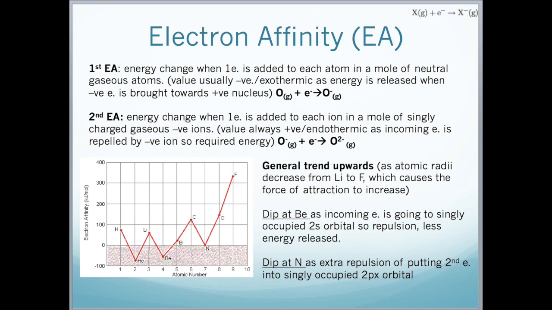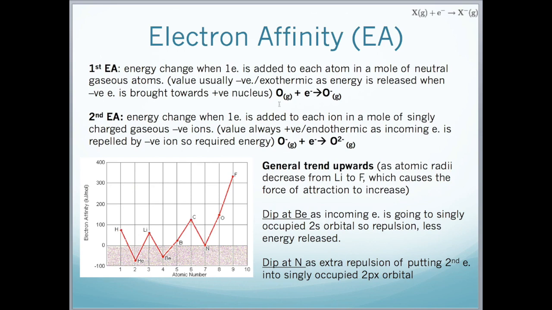So the definition of the first electron affinity is the energy change when one electron is added to each atom in a mole of neutral gaseous atoms. The value is usually negative, so it's exothermic, because energy is released when a negative electron is brought towards a positive nucleus. And electron affinity can be represented by this equation, so in the example of oxygen.